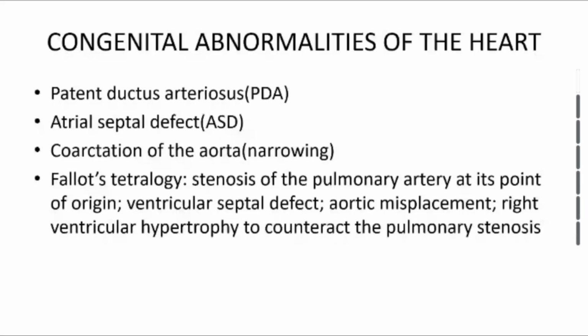The third one is aortic misplacement. So the aorta is misplaced, basically displaced. And then we have the right ventricular hypertrophy to counteract the pulmonary stenosis. Because there is that stenosis of the pulmonary artery, the right side of the heart will tend to become hypertrophied to try and counteract it. So we have Fallot's tetralogy: stenosis of pulmonary artery, ventricular septal defect, aortic misplacement or displacement, and then right ventricular hypertrophy.